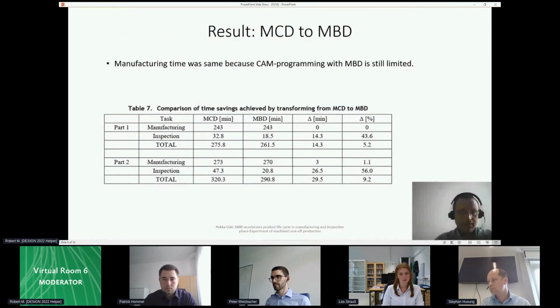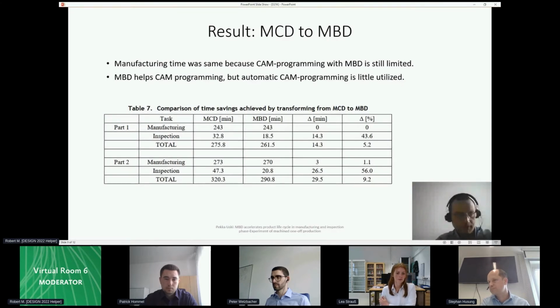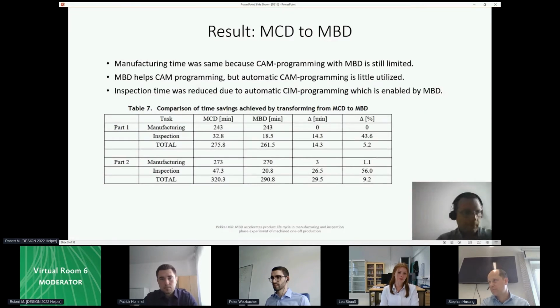We got results in transforming from model-centric definition to model-based definition that manufacturing time was the same because CAM programming with MBD is still limited. MBD helps CAM programming, but automatic CAM programming is little utilized. However, inspection time was reduced due to automatic CMM programming, which is enabled by model-based definition.